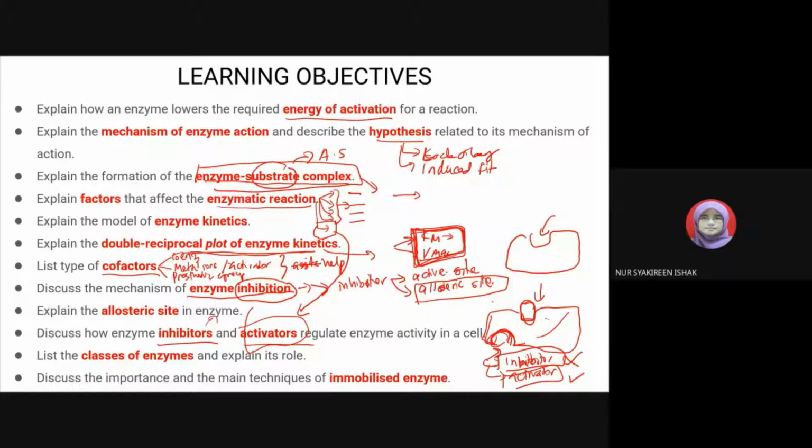So list classes of enzyme and explain their role. Like I said earlier, if I'm not mistaken, there are 6 classes of enzyme depending on how the enzyme catalyzes the reaction. Okay, so discuss the importance and the main techniques of immobilized enzyme. Okay, so in the industry, you will use this immobilized enzyme to maximize the production of the products, okay, without affecting the enzyme concentration, without compromising the enzyme structure or concentration in the reaction. Okay, like that.